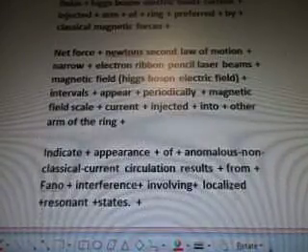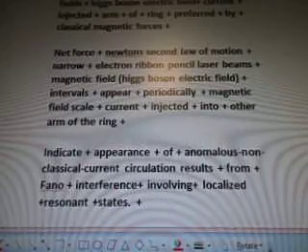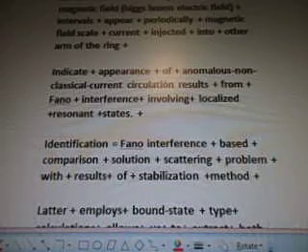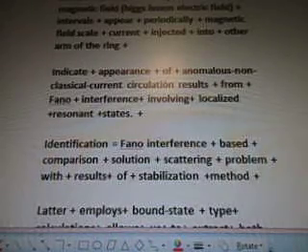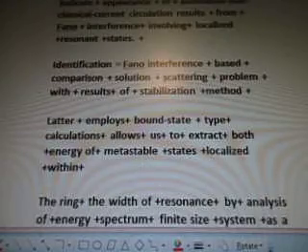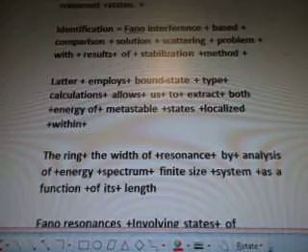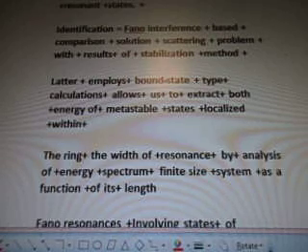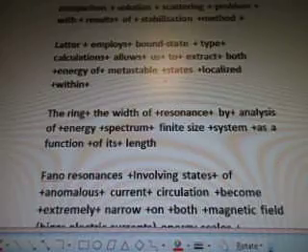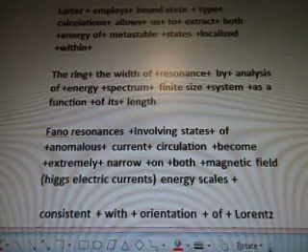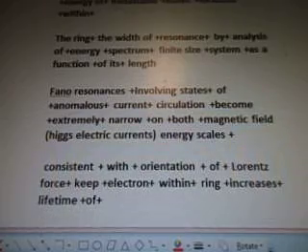Intervals appear periodically. Magnetic field scale. Current injected into other arm of the ring. Indicate appearances of anomalous non-classical current circulation results from Fano interference involving localized resonant states. Identification equals the Fano interference plus base comparison solution scattering problem with results of stabilization method. Latter employs bound state type calculations, allows us to extract both energy of metastable states localized within the ring, the width of resonance by analysis of energy spectrum, finite size system as a function of its length.